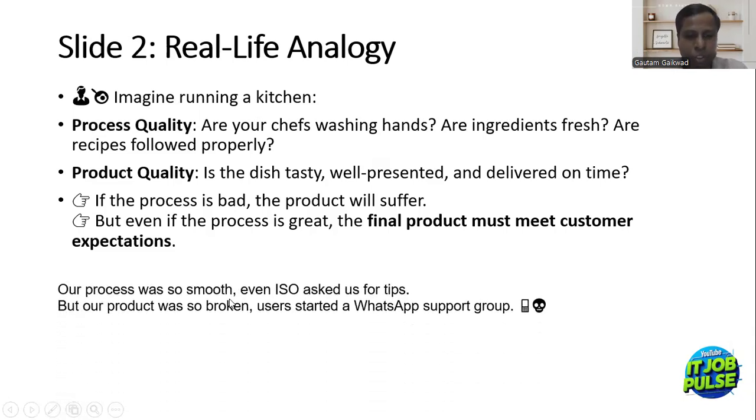Our process was so smooth. Even I also asked us for tips, but our product was so broken. Users started a WhatsApp support group. It's another way of fooling, I will say. But our product was so broken. Whatever product or technology was developed was not stable, not good, not functional. So what users did, they started using a WhatsApp group.